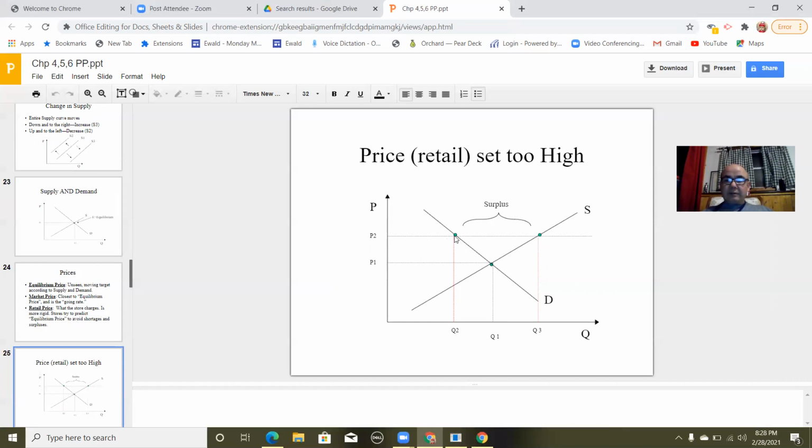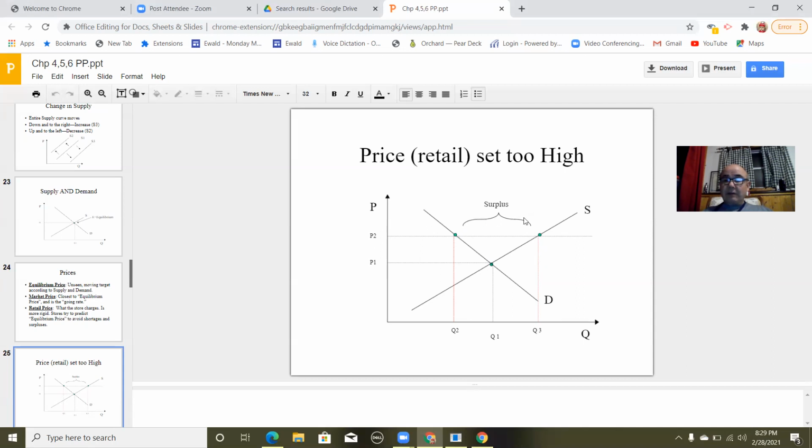Demanders, customers are going to say that price is too high. I'm not going to demand. And so what you have is a demand level here, Q2, and a supply level here, Q3, and it causes this gap, which we call a surplus of goods. It's the unsold portion. There's more supply than there is demand.